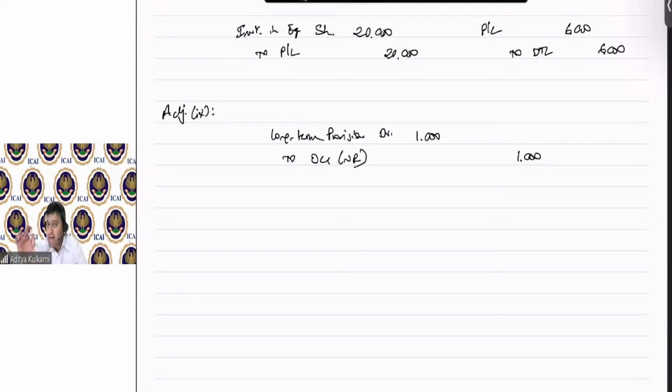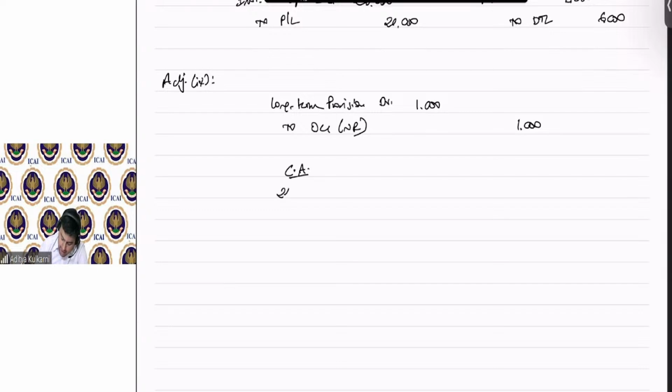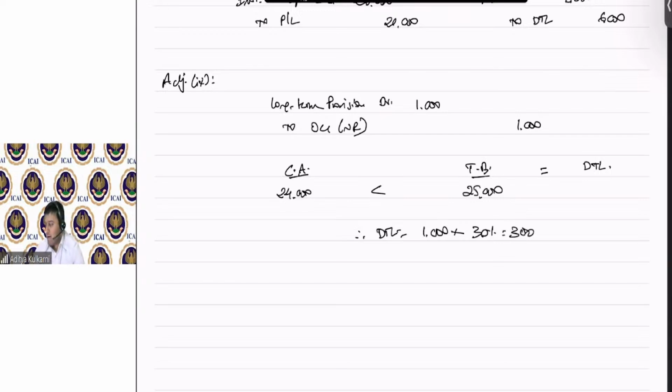So now, will this have a deferred tax implication? Yes, obviously. Now the carrying amount is 24,000. Tax base is 25,000. You will get a deduction when it is actually paid. So the carrying amount is less than the tax base of a liability, so it gives rise to a DTL. So DTL is equal to 1000 into 30%, that is 300.